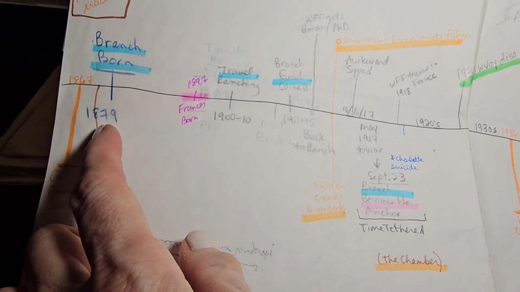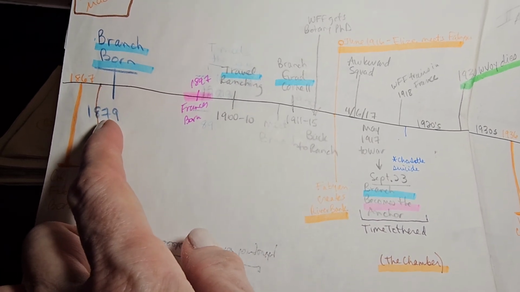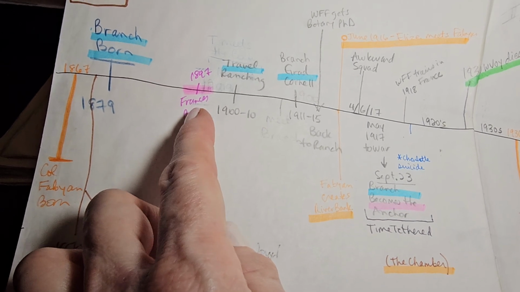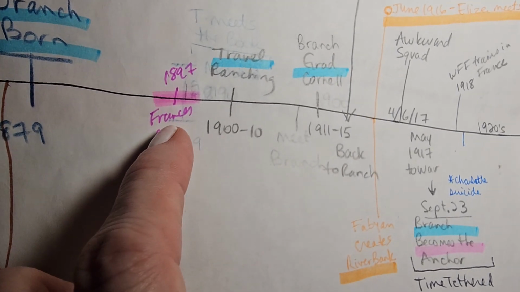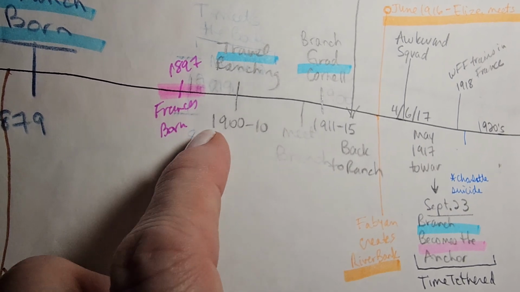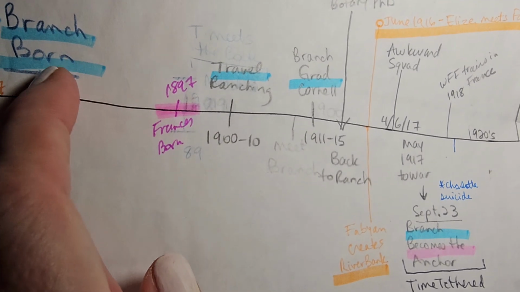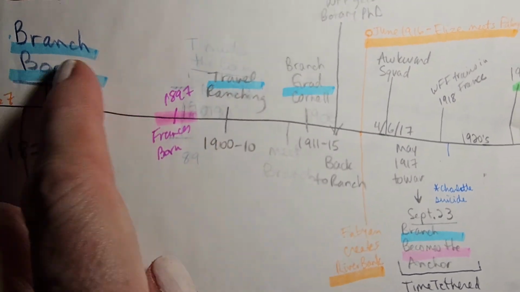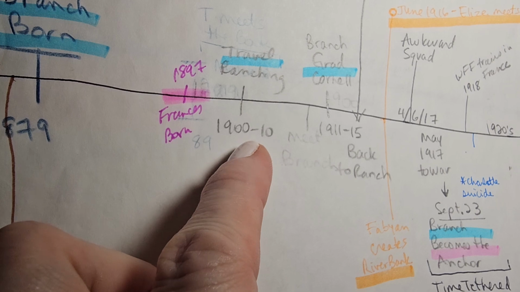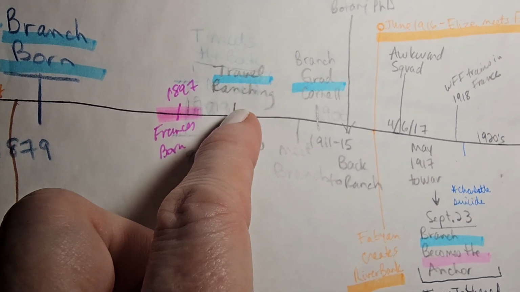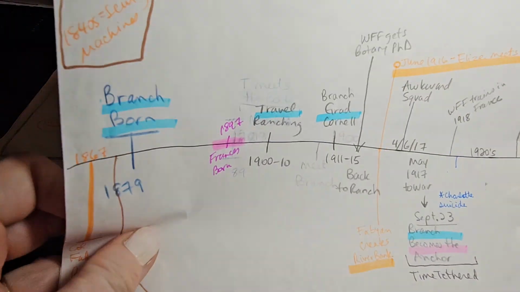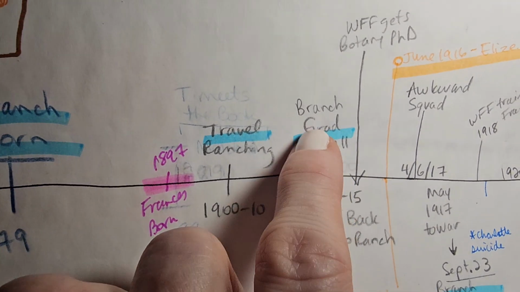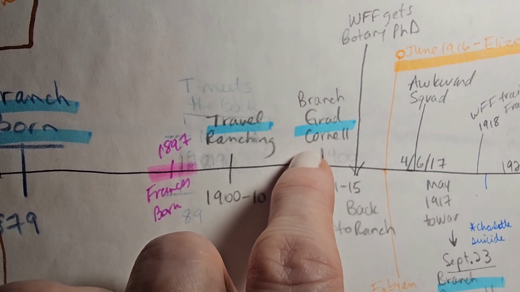I've got my main male character, Marshall Branch, born in 1879. I've got the grandmother of my main female character, Frances, born in 1897. What is Branch doing? You see, this is highlighted in blue, this is highlighted in blue, so I know this is Branch's timeline. During the years of 1900 to 1910, he's traveling and he's ranching on his family's generational cattle ranch in Guthrie, Oklahoma. In 1911, he graduates from Cornell University.